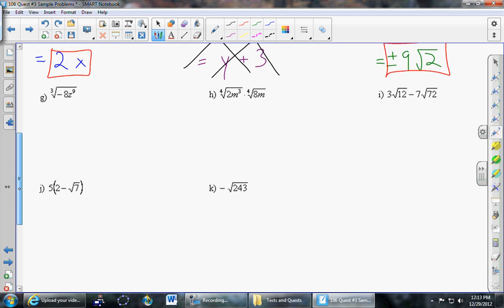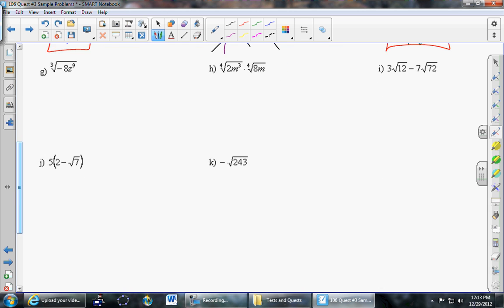Part G, negative 8z to the 9th inside of a cube root. So I'll go ahead and rewrite this as cube root of -8 times cube root of z to the 9. Again, radicals behave nicely when there's a product inside. Cube root behaves just like a square root does.